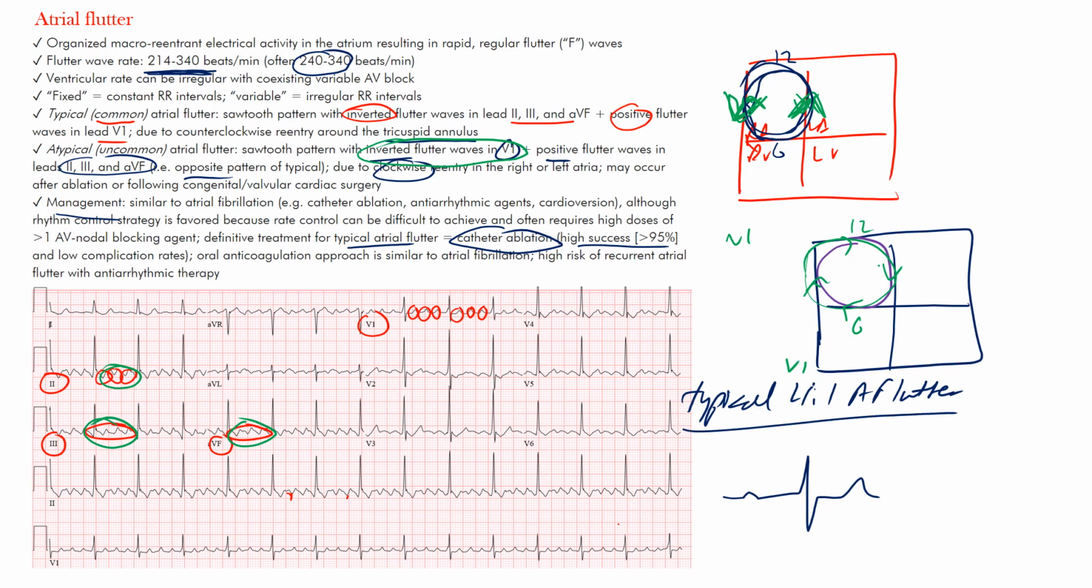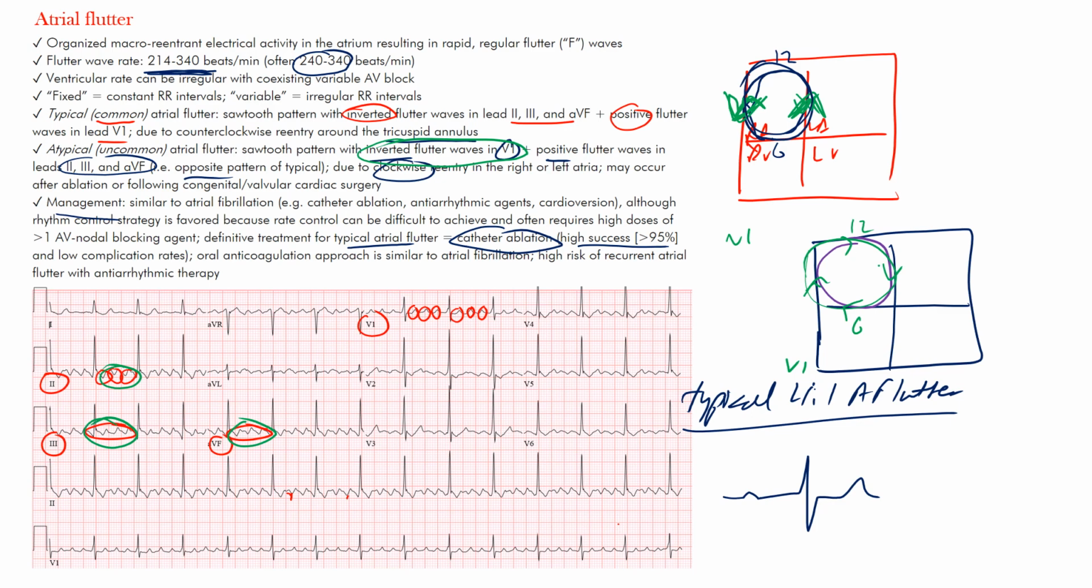a 4-to-1 because one of those flutter waves is often buried within that QRS complex, so one thing to keep in mind. And then we talked about both the typical and atypical forms, obviously a little more advanced, but something you can read more into and just something to be aware of.